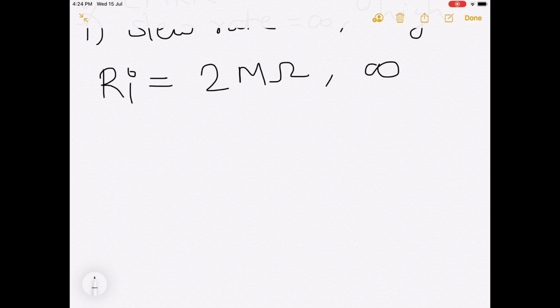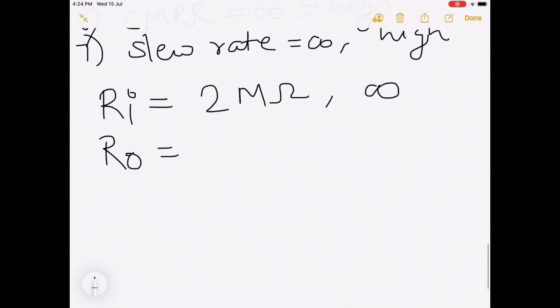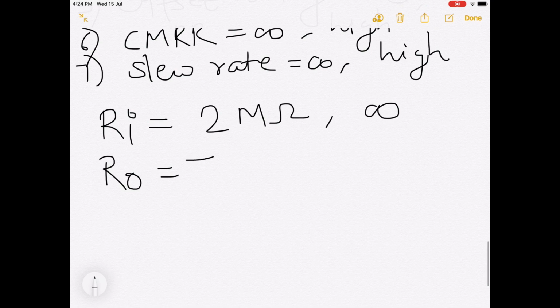Then output resistance. The output resistance of your op-amp should be up to 75 ohms. Practically it is up to 75 ohms, and ideally it should be 0.